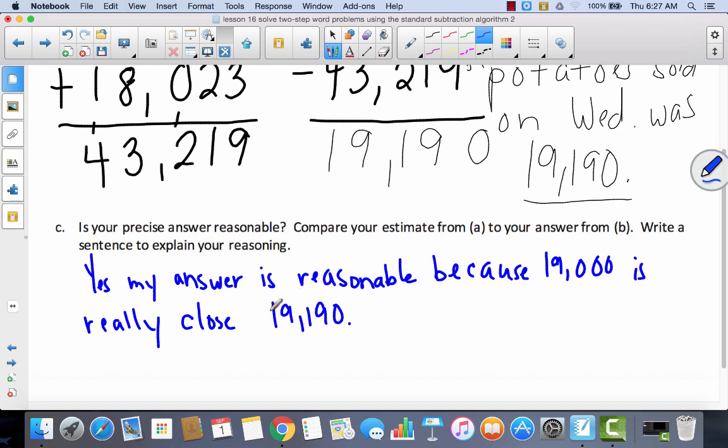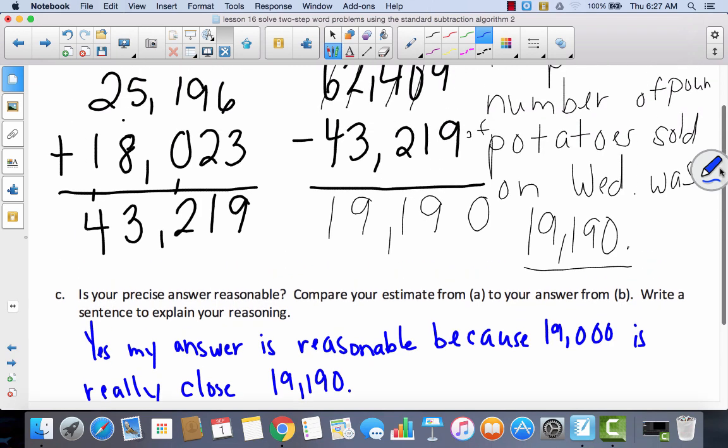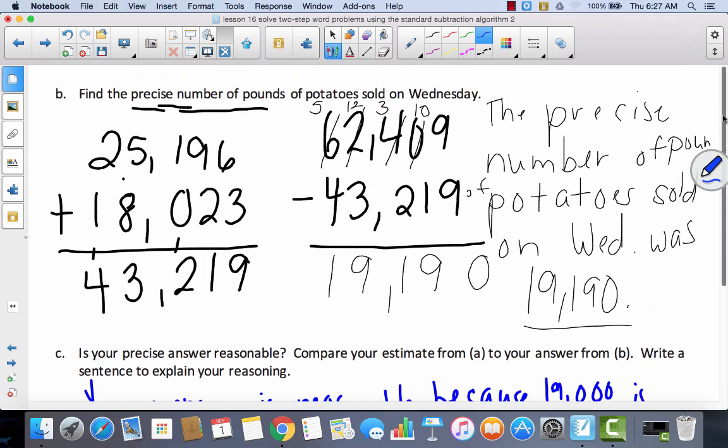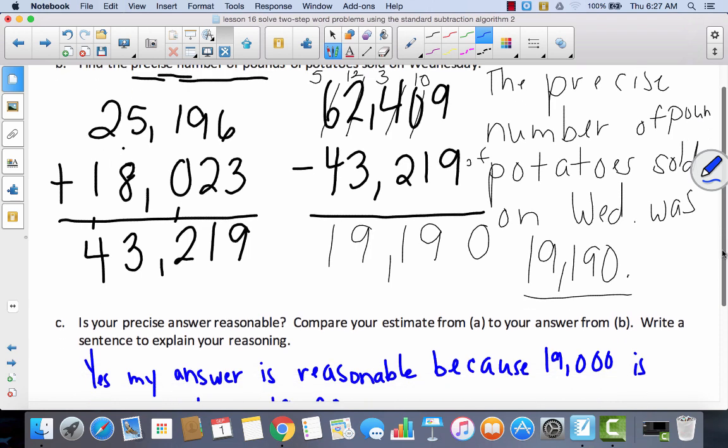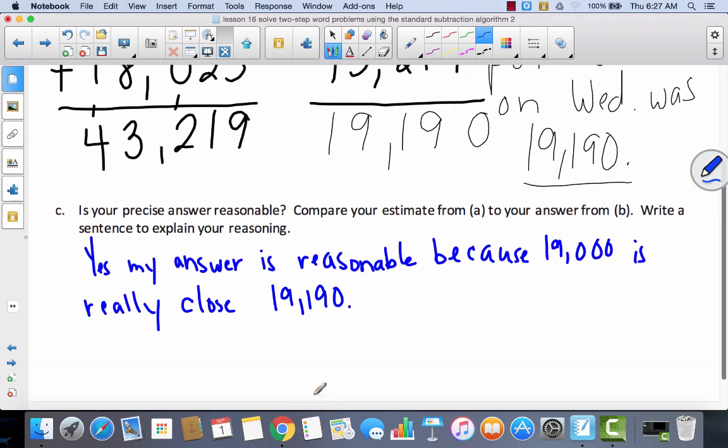It doesn't say, is your answer right? I still could have made a silly subtraction mistake. Like perhaps maybe I made a mistake and didn't make this a 0. I made that common fourth grade mistake and changed it to a 9, and I had 19,180. But my answer would still be reasonable. It wouldn't be accurate, but it would still be close.